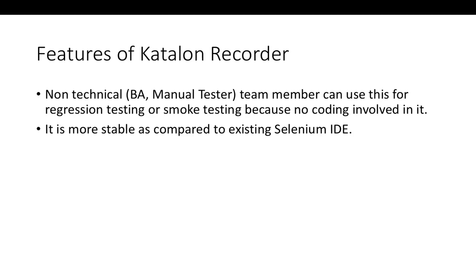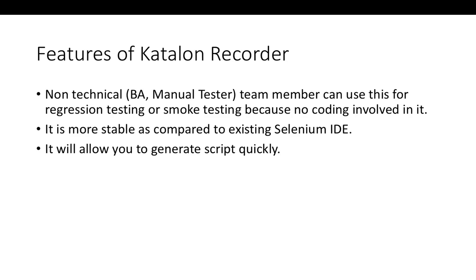Now if you have worked on Selenium IDE, then when you record in Selenium IDE, sometimes the order of steps might change. So let's say when you type username, password and click on the login button, it happens that the password comes first, then the username comes second. This is not an issue with Katalon Recorder. It is more stable as compared to the existing Selenium IDE. Till now I have used it for almost 20 very basic scripts with the help of Katalon, and all are very stable, and maintenance is also very easy. You will get to know in upcoming videos.